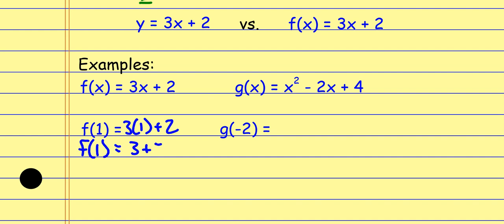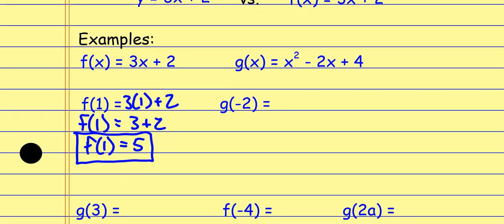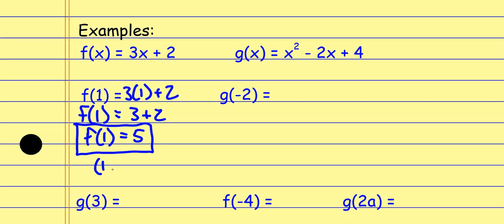That's 3 plus 2. And 3 plus 2 is 5. Right? And here's the thing. I can see the input and the output. I can see the ordered pair at the end of this thing. I see the ordered pair 1, 5, and that's significant. All right? It allows me to kind of see the input and the output as an ordered pair right here at the end.